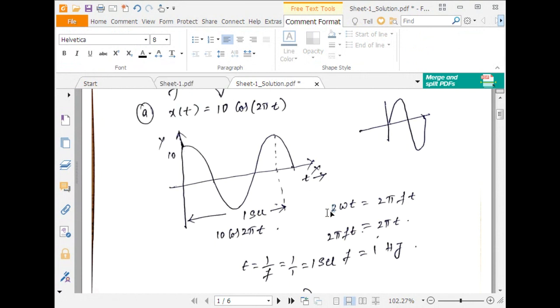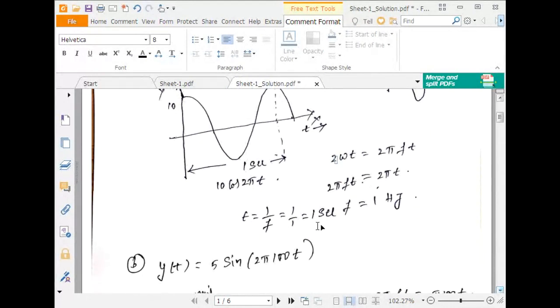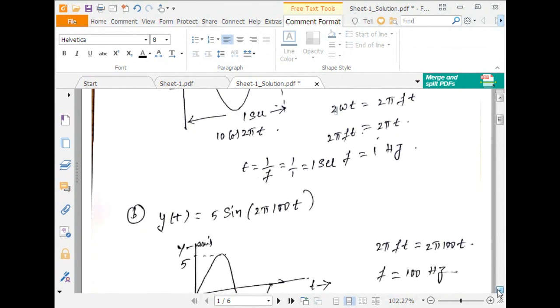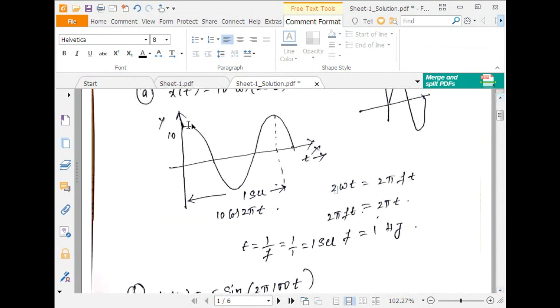What are you trying to do here? I'm trying to find t, the time. T equals 1 by f, 1 by 1 is 1 second. So the time period is 1 second. Is it clear? Is the time period the same as from maximum to maximum? Yes, from the maximum to complete a cycle to the maximum.